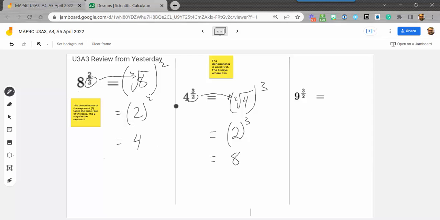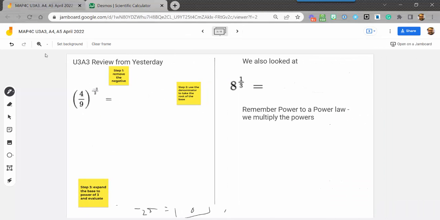Similar idea here. 9 to the 3/2 will become the square root of 9, and the 3 is just waiting there. So the square root of 9 we know is 3. And 3 cubed is 27. Okay, so I do encourage you not to just watch this, but to try it yourself. Do the exact same questions yourself to see how things go.